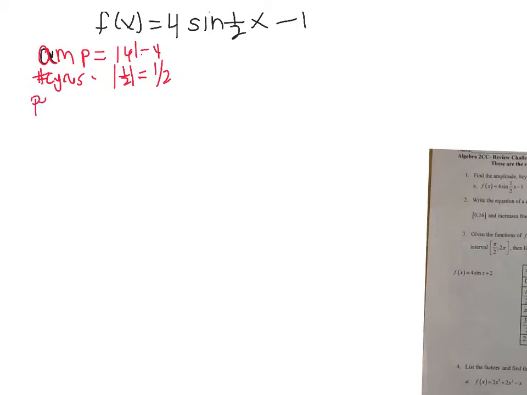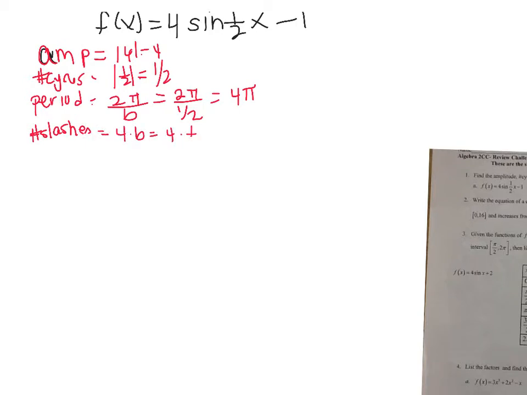So we have the period, which is 2 pi over b, 2 pi over 1/2, which is 4 pi. And what period means is when you will see one complete cycle. All right, so the number of slashes is 4 times b. 4 times 1/2 is equal to 2. And then we have our x scale, which is 2 pi over the number of slashes. So that's 2 pi over 2, which is pi.